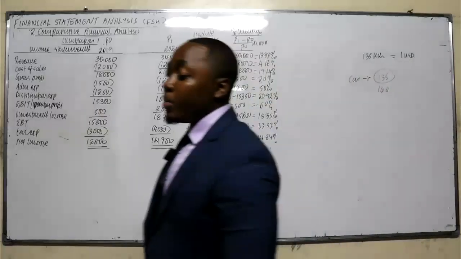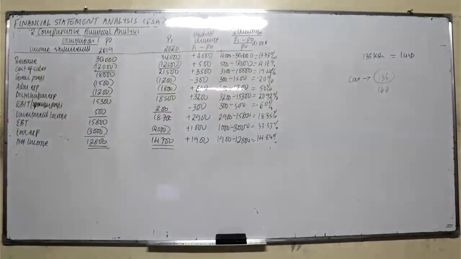How many disadvantages have you understood? Now let's go through them. One is that ratio ignores the effect of inflation. Also, difference in size of companies. That means it does not take into account, you can write in brackets, the size of the firm.